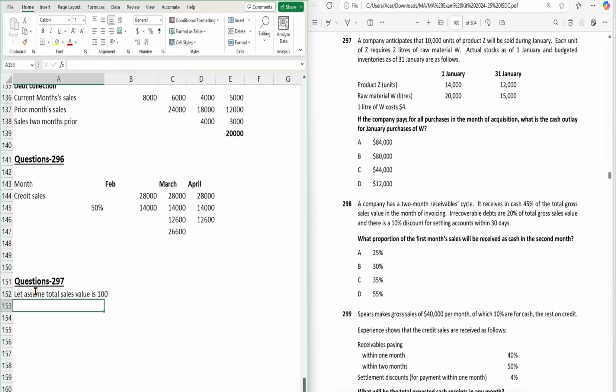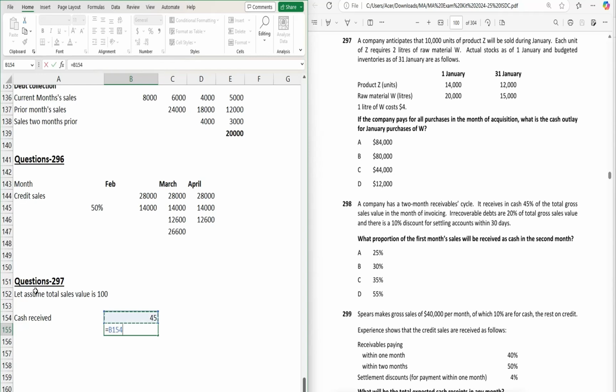Okay, so now the cash received will be 45%, right? So 45% of 100 will be 45. But this is after discount. Okay, so that means it is 90% only. So we will divide this by 90, in order to get the gross value, so gross value will be 50.